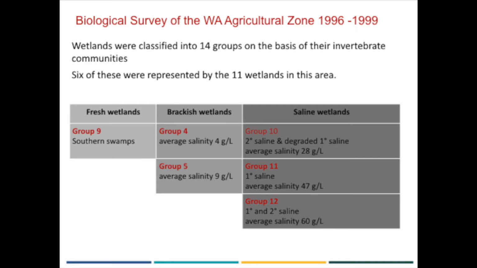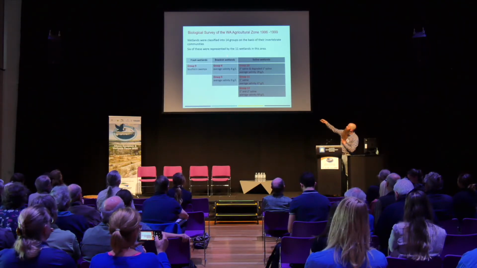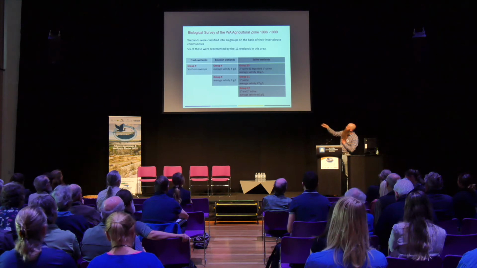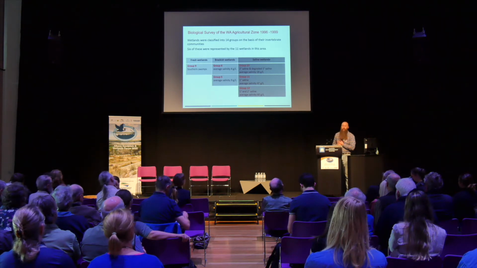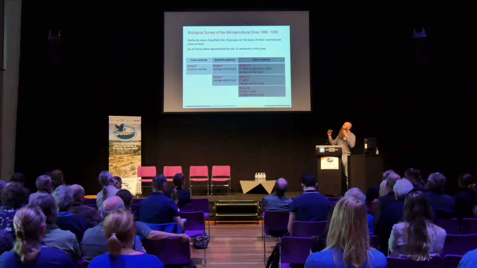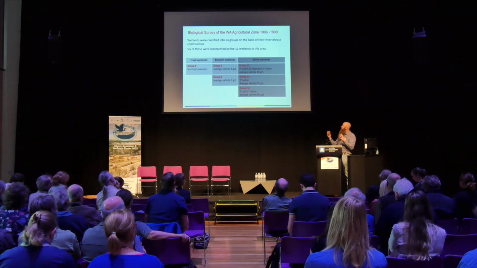Now, 6 of these groups were represented by the 11 wetlands, and I should have put inland water bodies in here, sorry about that. The 11 study sites in the region were compressed into 6 different groups. That included freshwater wetlands, your southern swamps, which is Lake Pleasant View in particular. We also have brackish sites, with average salinities ranging from 4 to 9 grams per liter, as well as saline wetlands ranging from 28 grams all the way up to hypersaline sites of 60 grams per liter. Now, salinity, as we know, is one of the primary drivers of biodiversity within these regions.